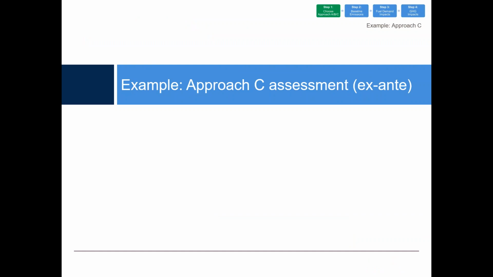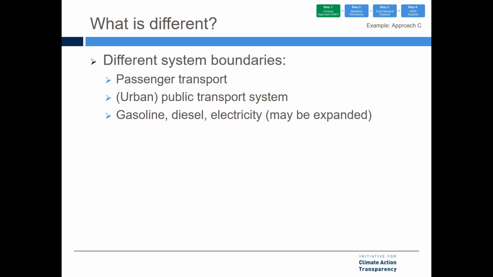So I want to move on to approach C, and I will only show you the differences of approach C compared to approach A. So I will not go into detail. All of the details are provided in the assessment guide. So what is different with approach C?